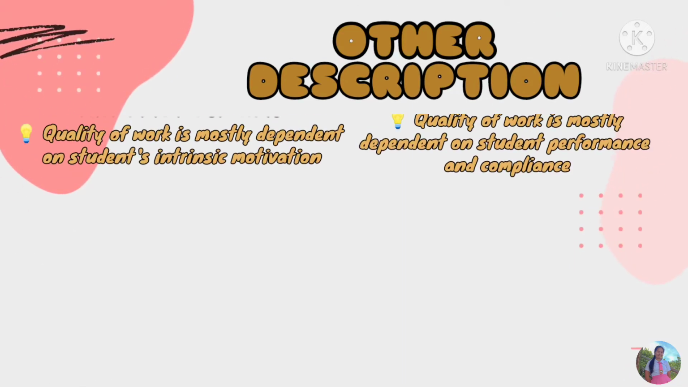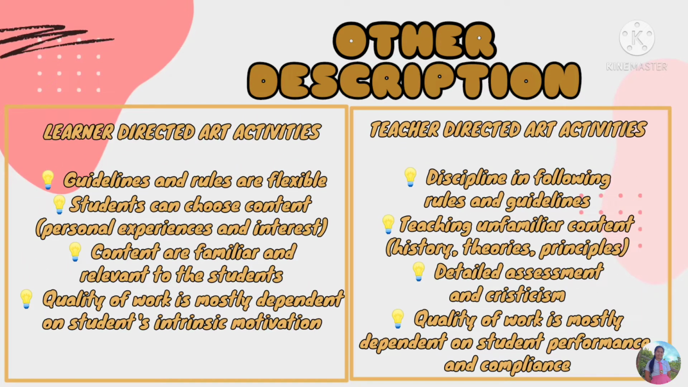Other descriptions: for learner-directed, guidelines and rules are flexible. Students can choose content. Content is familiar and relevant to the students. Quality of work is mostly dependent on students' intrinsic motivation. For teacher-directed: discipline in following rules and guidelines. Teaching unfamiliar content. Detailed assessment and criticism. Quality of work is mostly dependent on student performance and compliance.